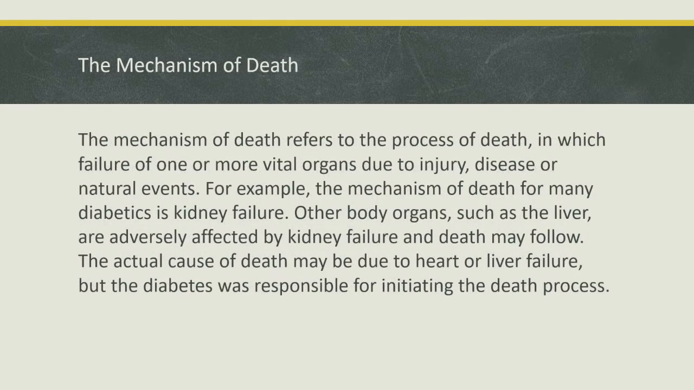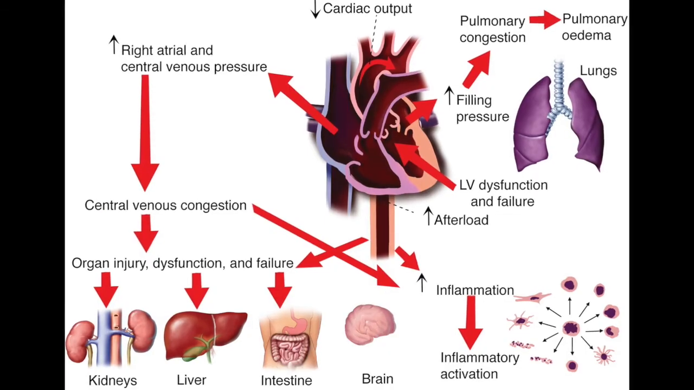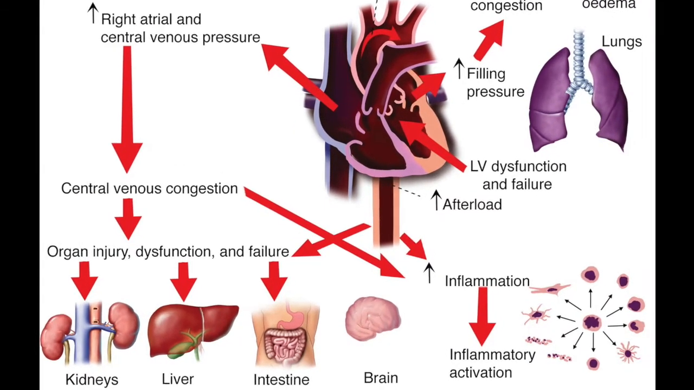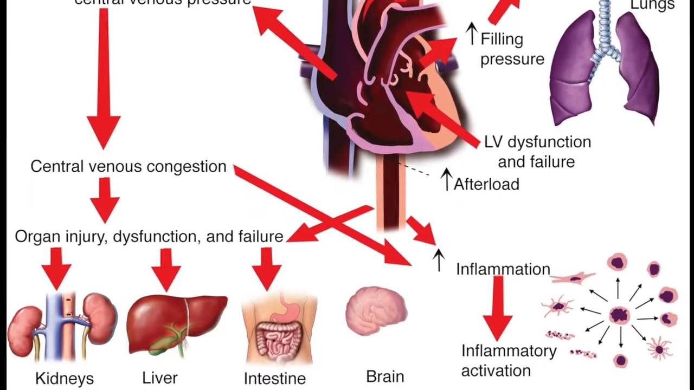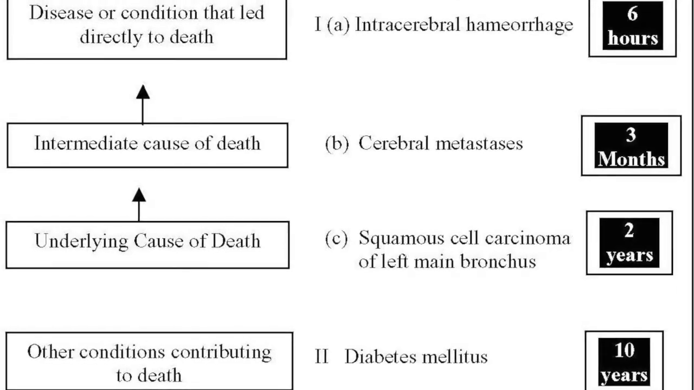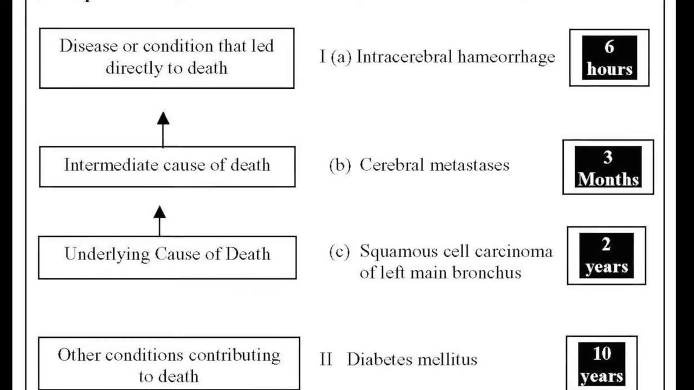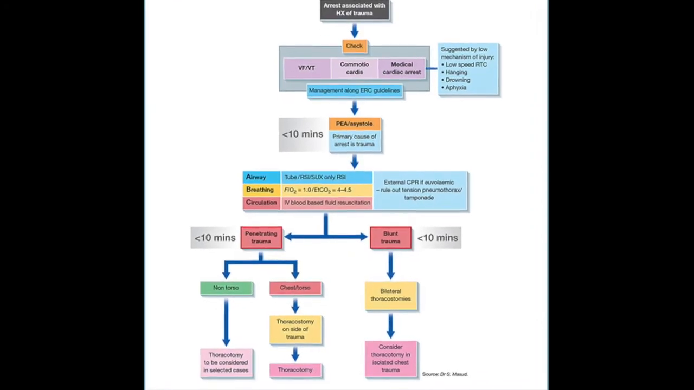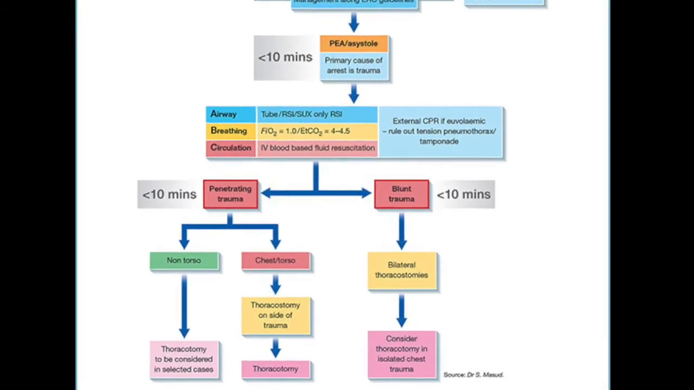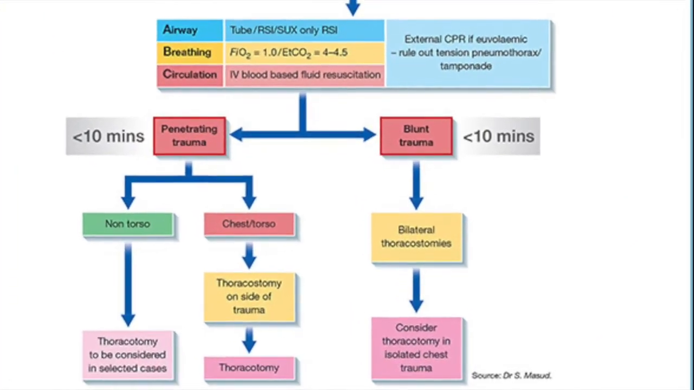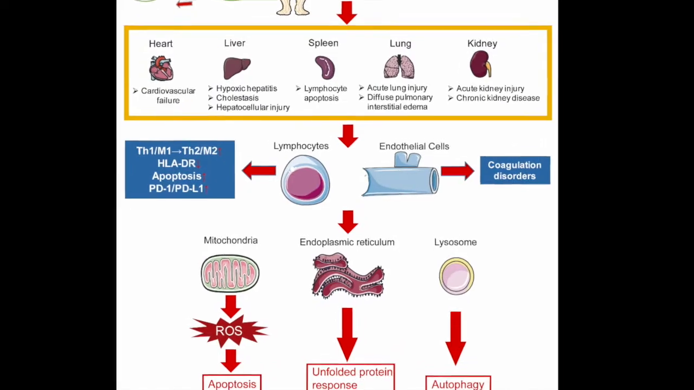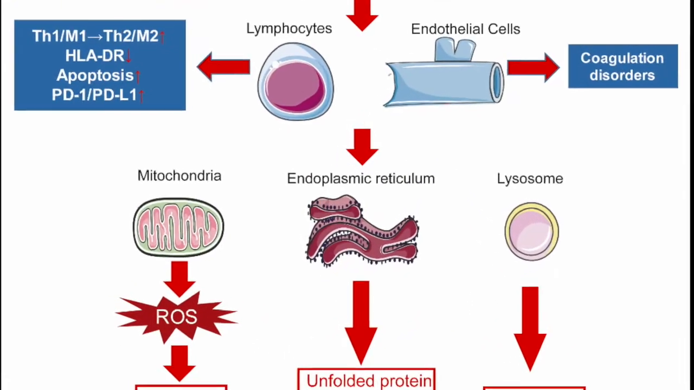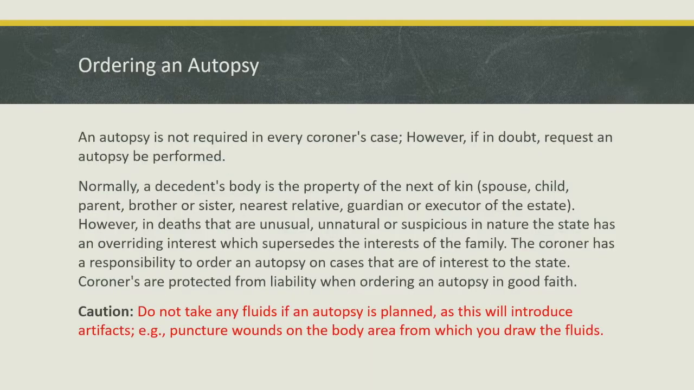Now let's get into the mechanism of death. The mechanism of death refers to the process of death in which failure of one or more vital organs occurs due to injury, disease, or natural events. For example, the mechanism of death for many diabetics is kidney failure. Other body organs such as the liver are adversely affected by kidney failure and death may follow. The actual cause of death may be due to heart or liver failure, but the diabetes was responsible for initiating the death process.